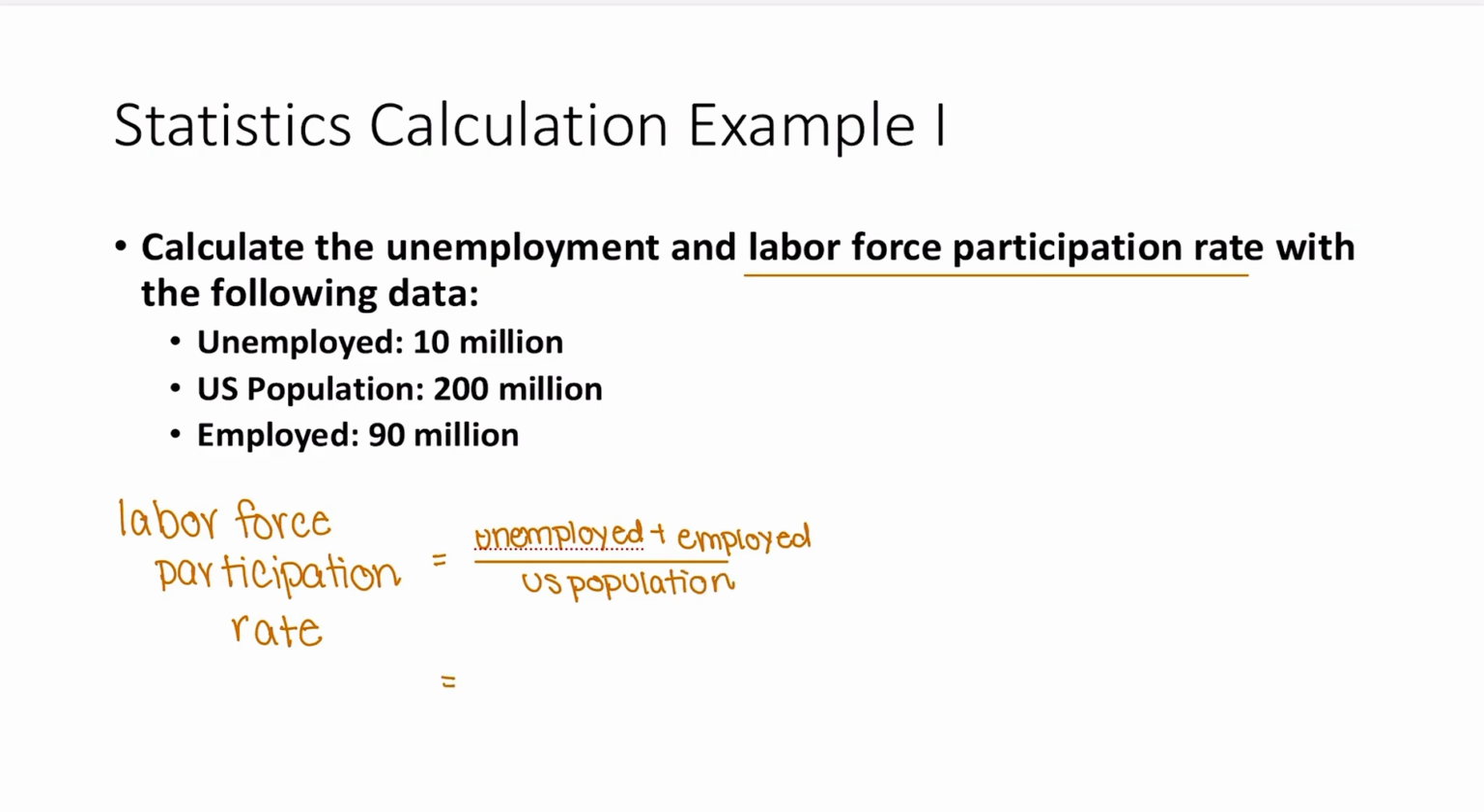So we know that our unemployed is 10 million, our employed is 90 million, and our US population is 200 million. So 10 plus 90 is 100, divided by 200, and both of those are in millions, but it gives us a labor force participation rate of 50%.